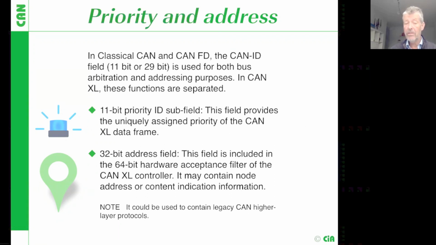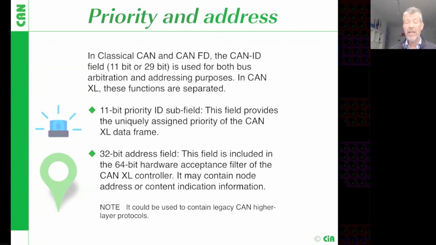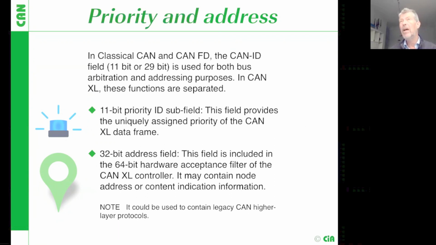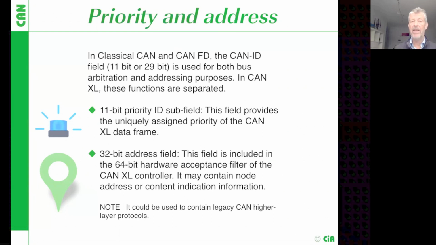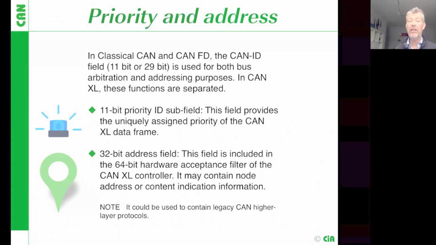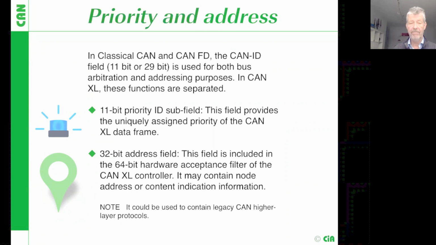And you can use it, of course, for legacy CAN higher layer protocols. And then you have maybe a source address or destination address as in J1939, or you have the node ID in CANopen or whatever. But important is that we have now separated these two functions in two different fields.